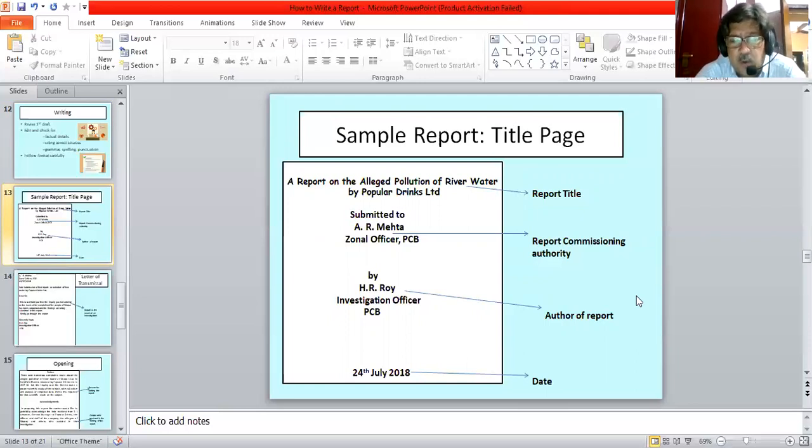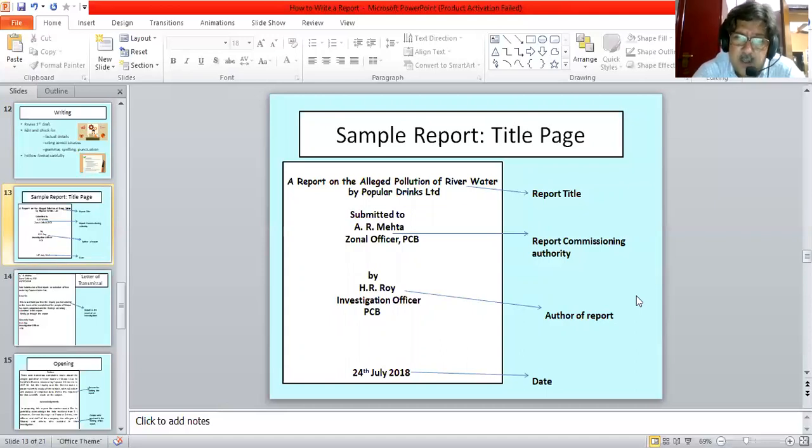So this report is in the nature of an investigative report. So it's based on an investigation which is undertaken in this particular area by the representative of the Pollution Control Board to find out whether the chemicals released by this soft drinks manufacturing plant is really responsible for the pollution or not.